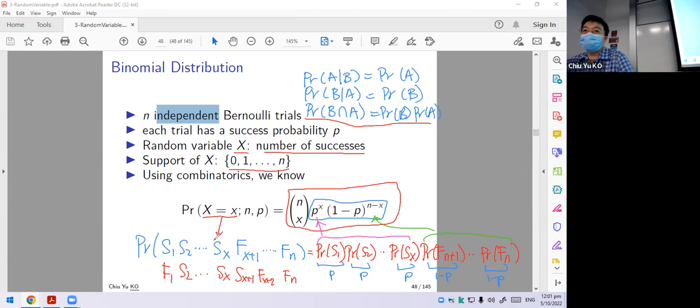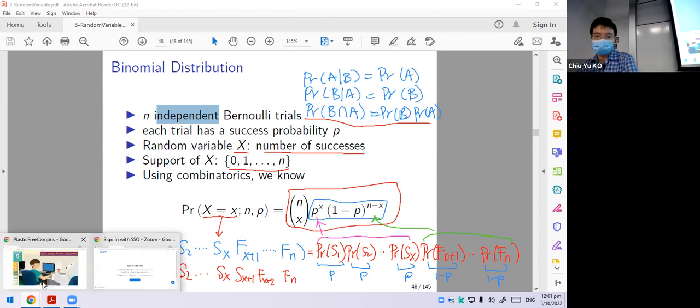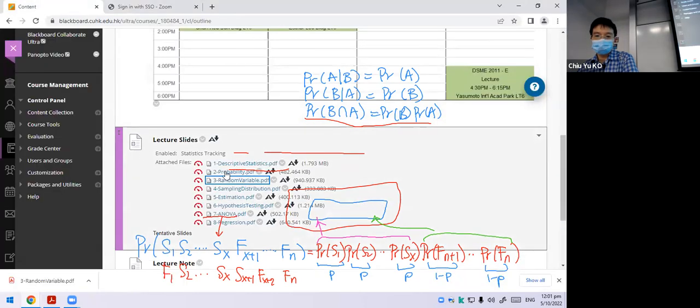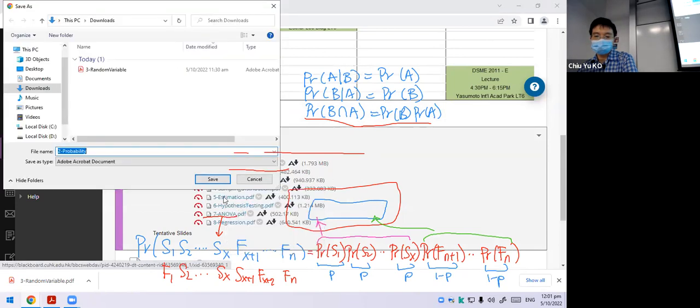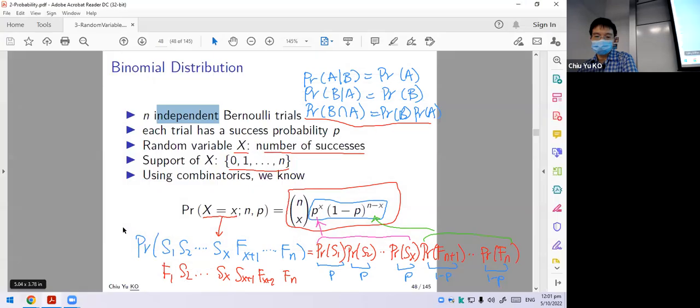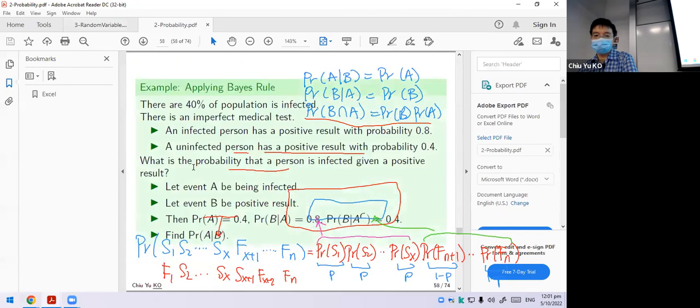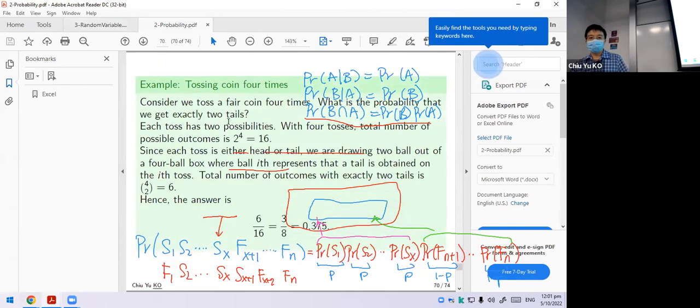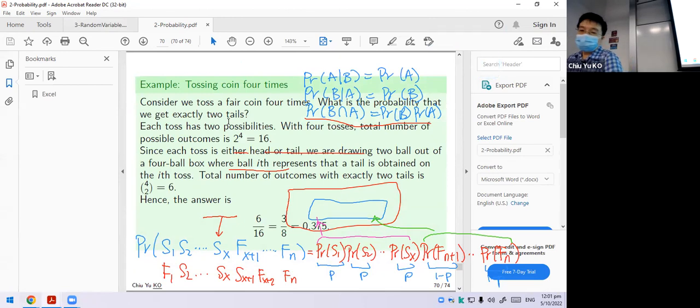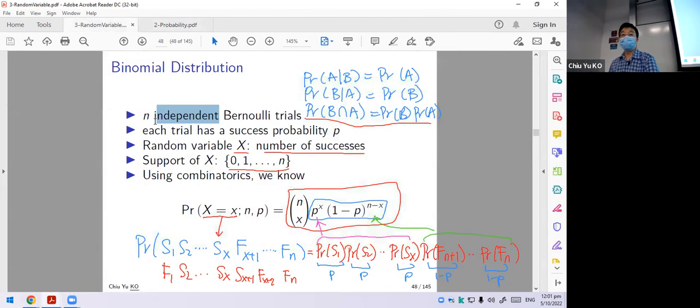I think we had exactly the same example in topic 2. In case you can't recall, let me go back to topic 2 here. If you still recall that example, it's this one. You toss a coin 4 times, and that's why the number of ways is exactly 4C2. So exactly the same thing is happening. Is that okay, why this is the case?